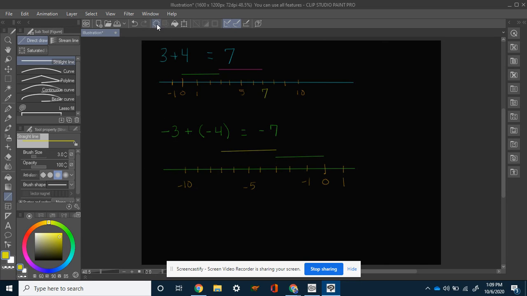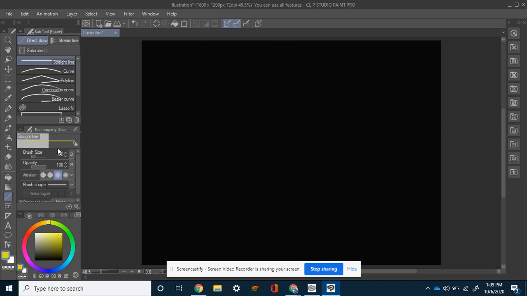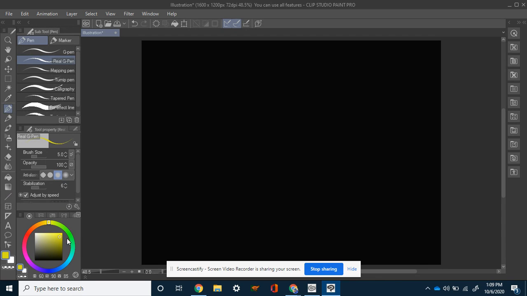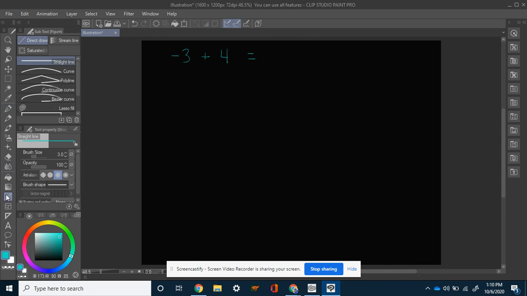However, what happens if one is positive and one is negative? So this is a little bit different scenario for us. So let's pretend we're going to use the same numbers here. Let's say that we have negative 3 plus 4. Negative 3 plus 4.